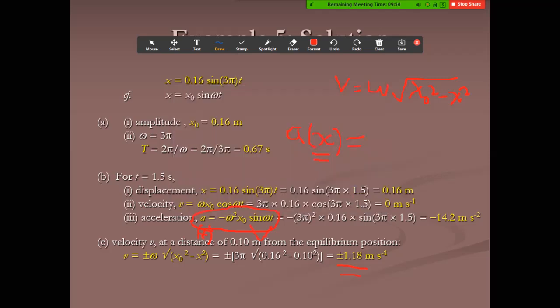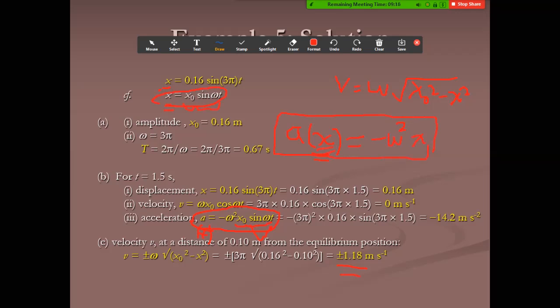So sine omega t, they never throw out sine omega t alone. They throw out x naught sine omega t together. And x naught sine omega t is exactly your x. That means the a formula becomes negative omega squared times x naught sine omega t, so just put x. This is the acceleration at any given displacement.